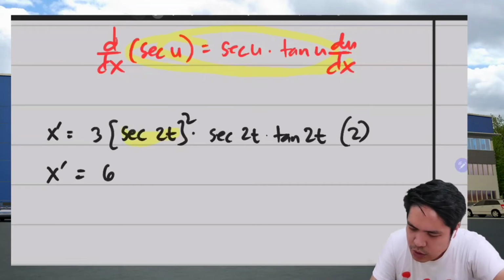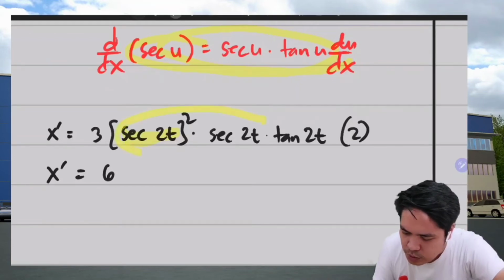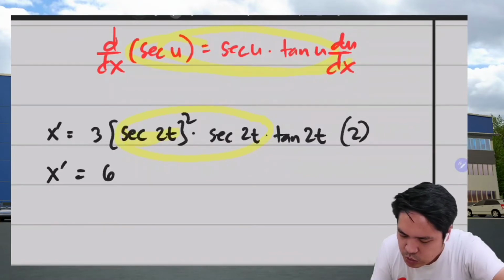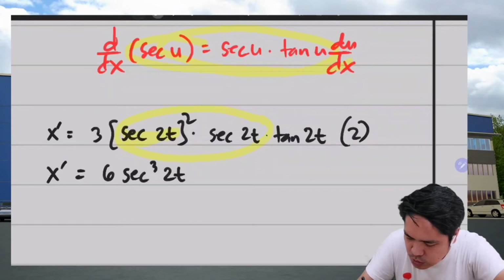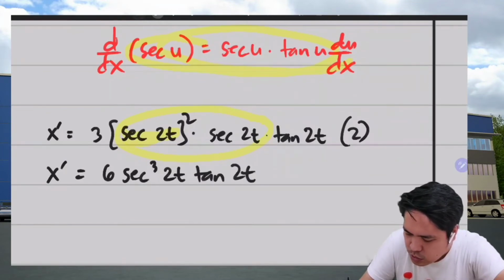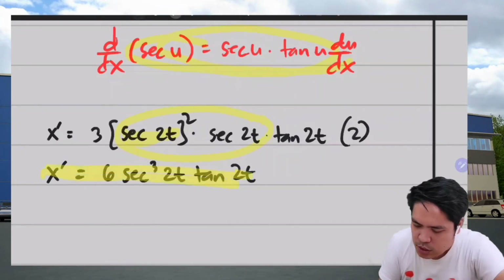So, we can combine this. Because this would be secant squared 2t times secant 2t. So, that would be secant cubed 2t times tangent 2t. So, this is our answer.